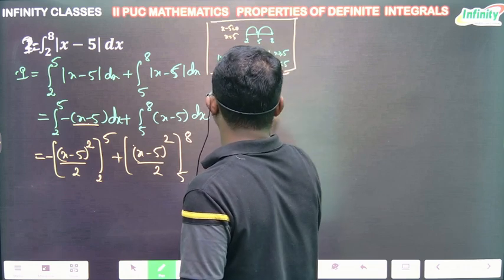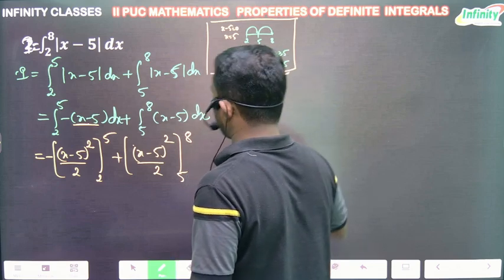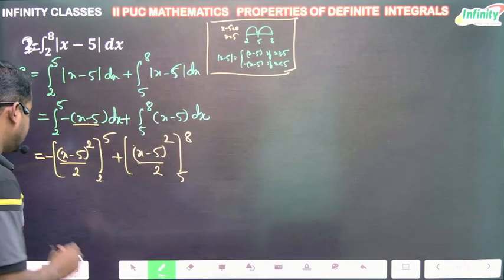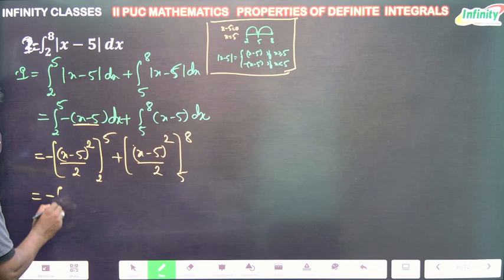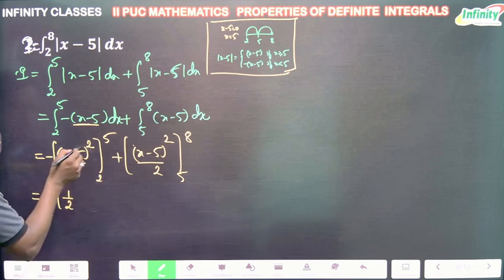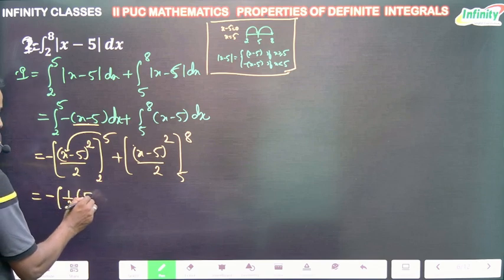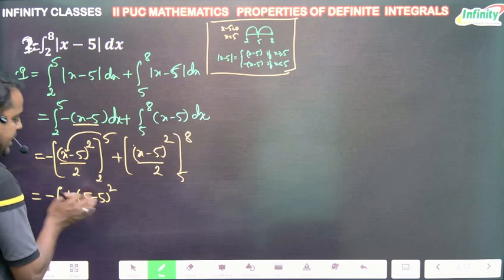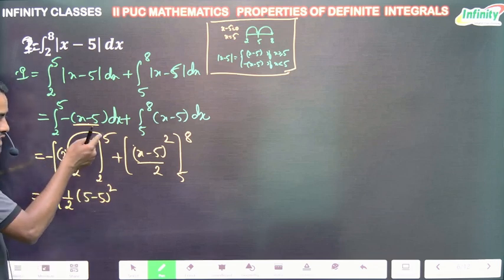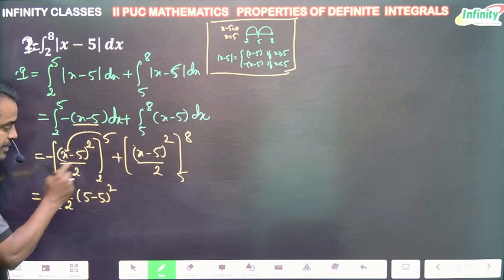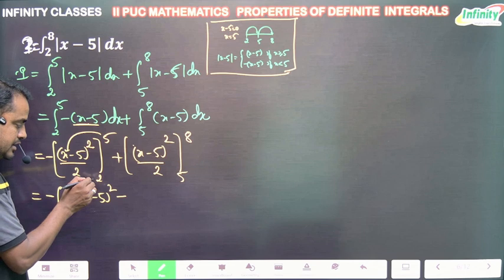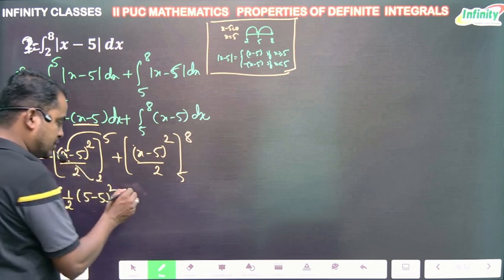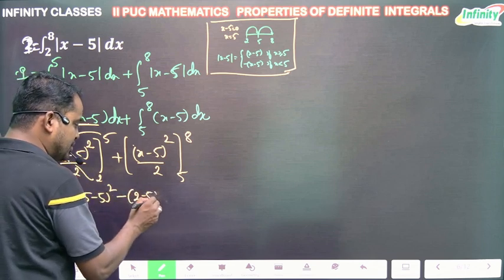Yes, see here. Now first we have to substitute the upper limit. So I am taking 1 by 2 outside, with the minus sign. First, 5 minus 5 whole square, writing the 2 outside, that is 1 by 2, and substituting the upper limit, that is 5 minus 5. Then minus sign before substituting the lower limit, this minus 2 to 2 minus 5 whole square.